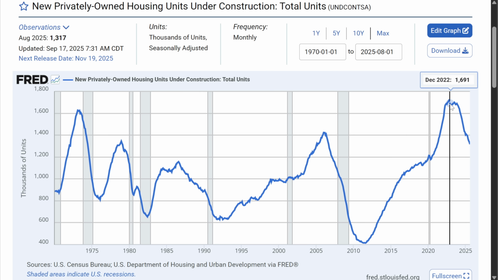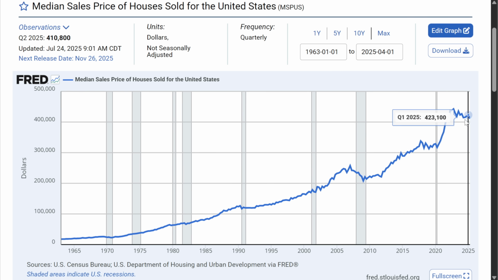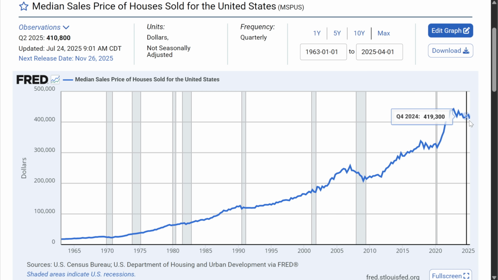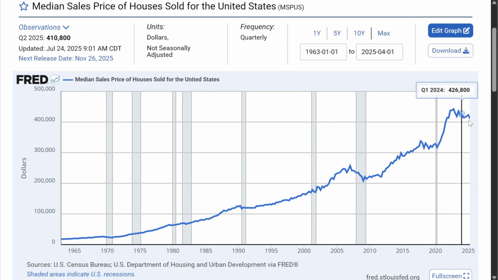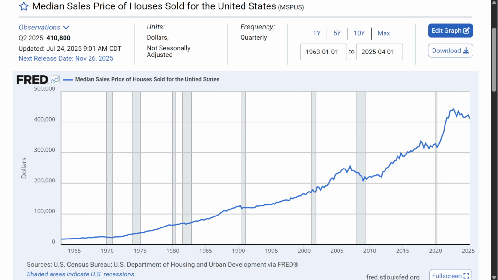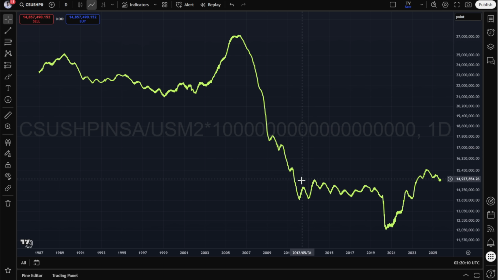Construction for houses is coming down. The median sales price for houses haven't really changed in the last 3 years. But the monetary base did go up. So in other words, relative to the monetary supply, we have seen a correction. Here's the average house price, not the median, that tended to be flat. It didn't go down as much. But in general, the market for housing still seems to be comparatively healthy.